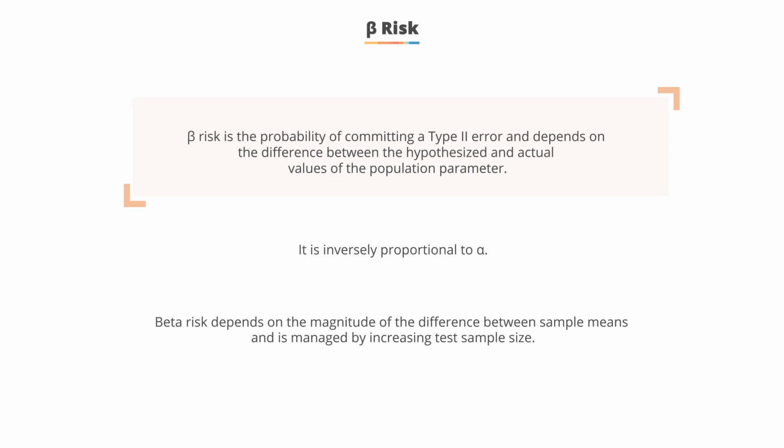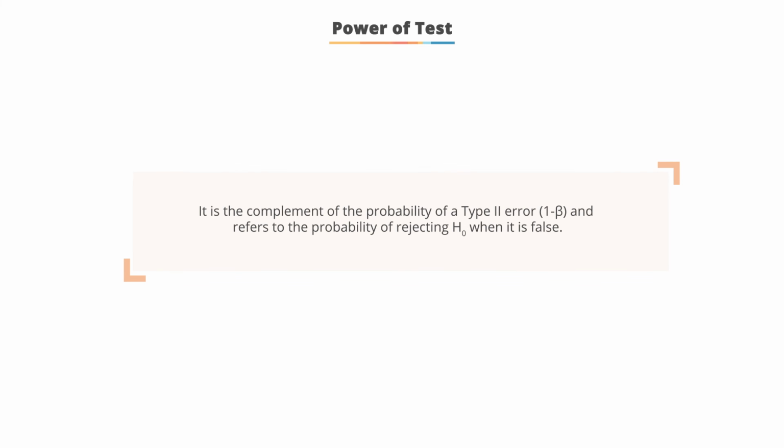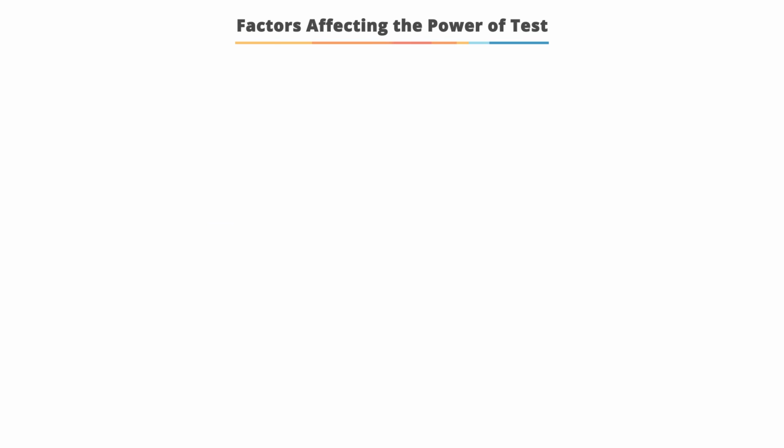So the beta risk depends on the magnitude of the difference between the sample mean and the population mean, and can be managed by increasing the test sample size. Now the value 1 minus beta is known as the power of a statistical test. It's the complement of the probability of a type 2 error and refers to the probability of rejecting a null when it's false. So what factors affect the power of a test?